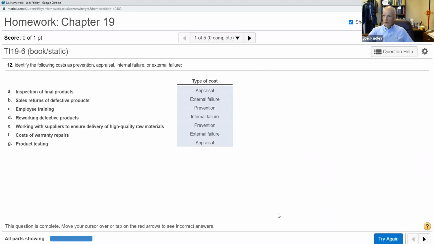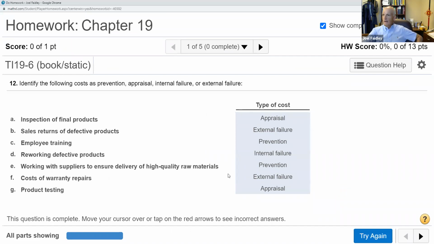They just want you to designate which of the 4 categories each of these types of costs fall into. Inspection of final products, meaning you've got indirect labor, right? Quality assurance, inspection, that's appraisal. It's not prevention. You've already made it, so you're checking what's been made. Sales returns of defective products, external. Employee training, right? Good training up front, prevention. Reworking, internal failure, hasn't left your building.